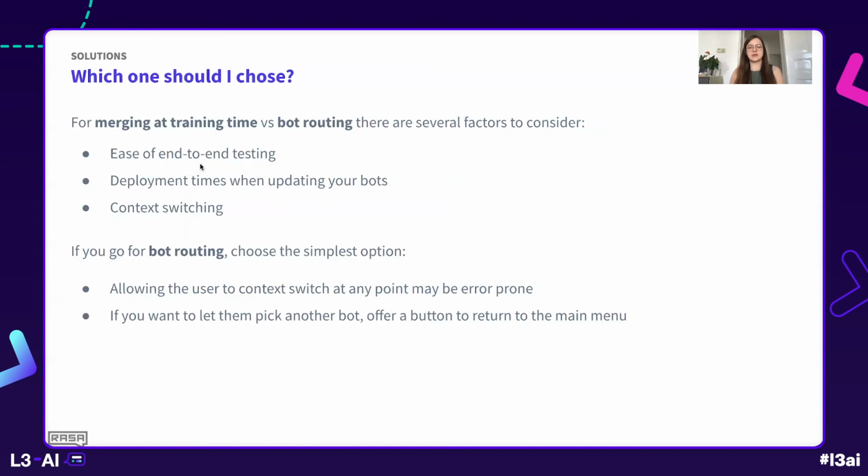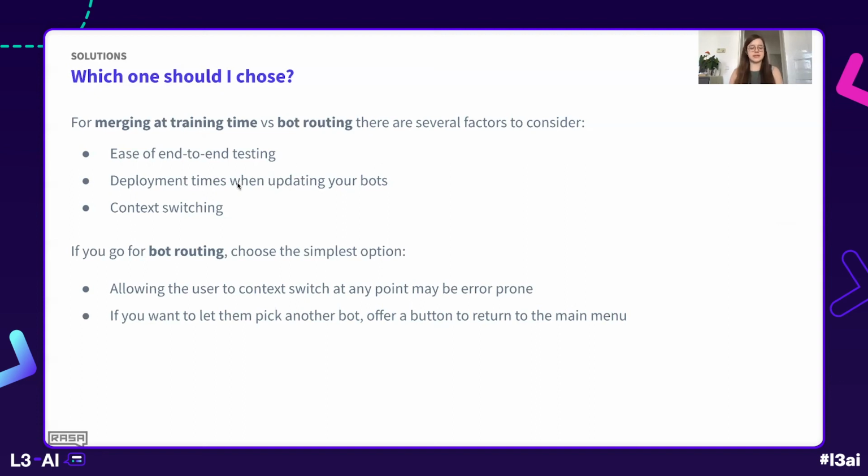Then the next one to consider is the deployment times when you're updating your bots. If you want to be able to make updates to your bot more frequently, and that's really important to you, but your training times are too long, then at this point you could consider going down the bot routing option. Because with merging at training time, you could run into the problem that your bot takes 10 hours to train or something. So that might be when you think of bot routing.